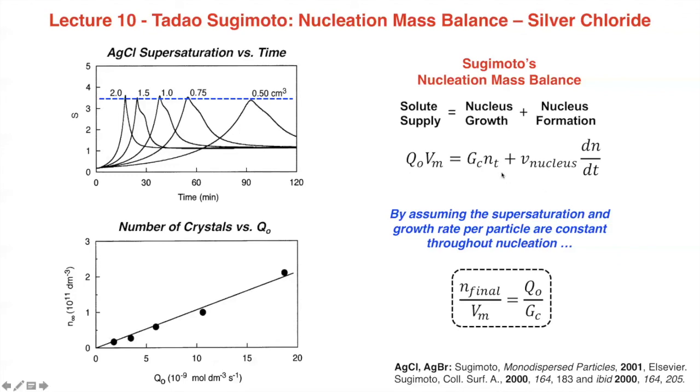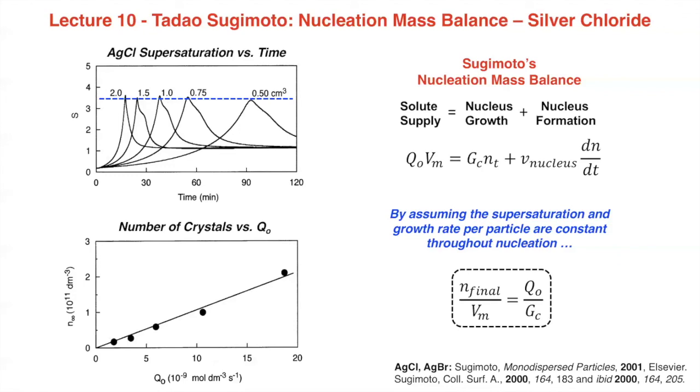So this equation can be solved in the limit that classical nucleation theory works, namely that the solute concentration really doesn't change during the nucleation event because all solutes either form new crystals or grow existing crystals, and there's no fluctuation in the solute concentration.